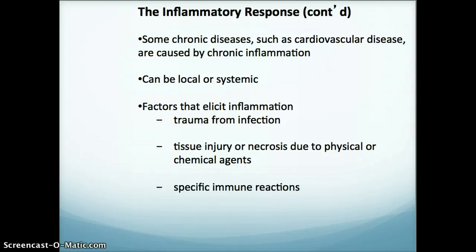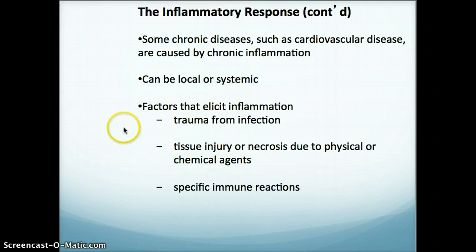So, with the inflammatory response, we are mainly going to be talking about acute cases of inflammation, but do keep in mind that in some chronic diseases, such as cardiovascular disease, these are actually caused by chronic inflammation, low-level inflammation that is constant. Inflammation in an acute case can be either local or systemic, depending on what the infection or perhaps the trauma is.